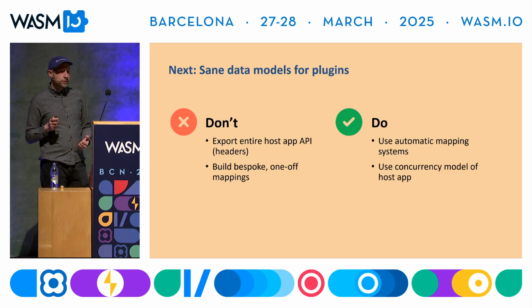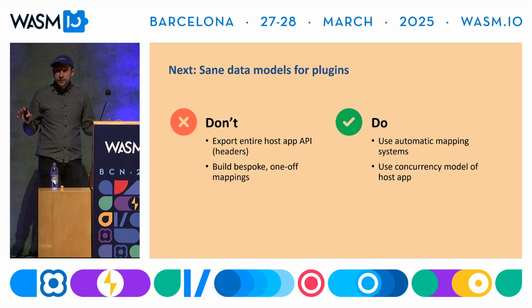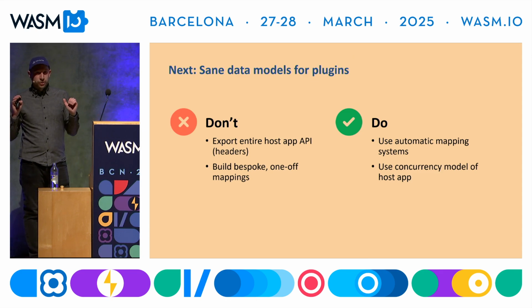Likewise, use the concurrency model of the host app. You'll get yourself into trouble if you try to synchronize across different areas, if you try to introduce new concurrency primitives within different plugins, different guests. I'm not saying not to run plugins in parallel or anything like that. Just make sure that the areas they slot into your app respect the existing app's concurrency model as well.